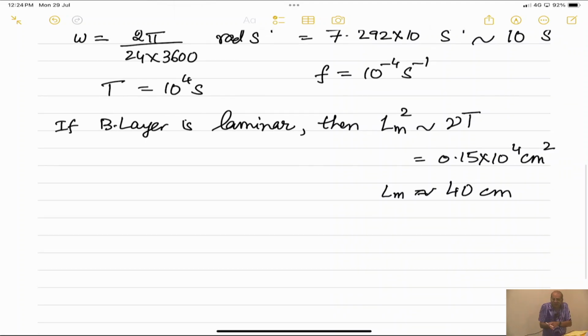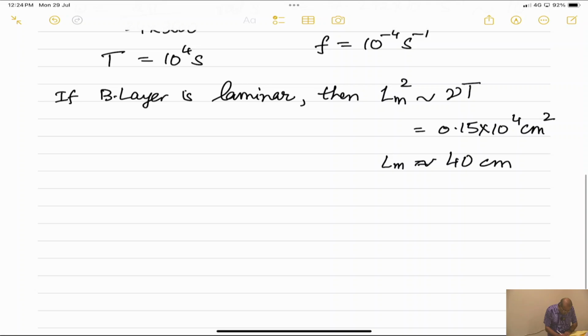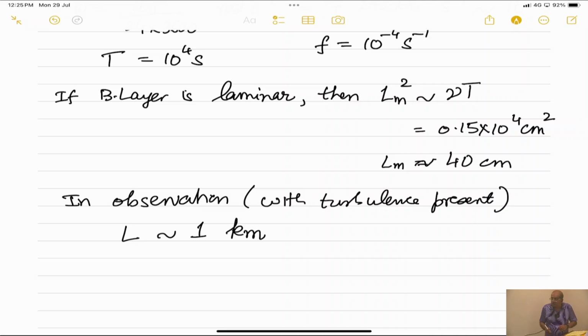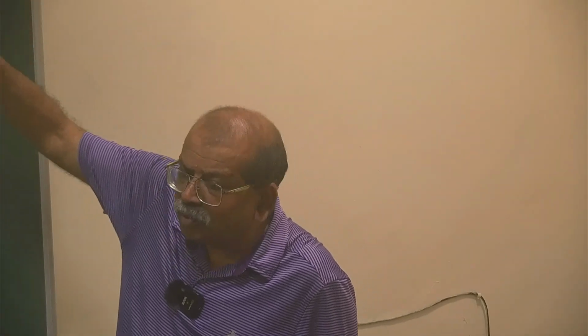So these are just again, as we said, we are trying to see the order of magnitudes. But what we find in observation, with turbulence present, is that this L is of the order of 1 kilometer. Okay. So actually L is much larger. You do experiments and then you find that the boundary layer goes up to about 1 kilometer.